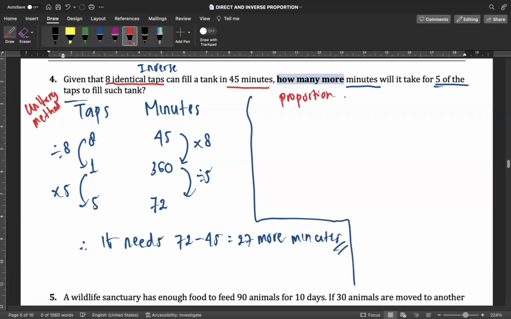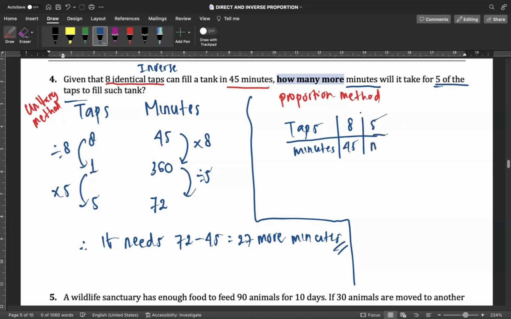Now I will show you also using the proportion method. If you want to use the proportion method, we need to draw a table of taps and minutes, like this. So, 8 taps, 45 minutes. And then we want to find for 5 taps, which we don't know yet. Remember, if this is inverse, then we can times x1 by y1 and x2 by y2. So 8 times 45 equals 5 times n, and then to find n, we divide both sides by 5.